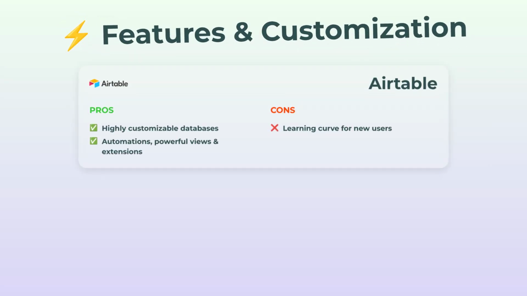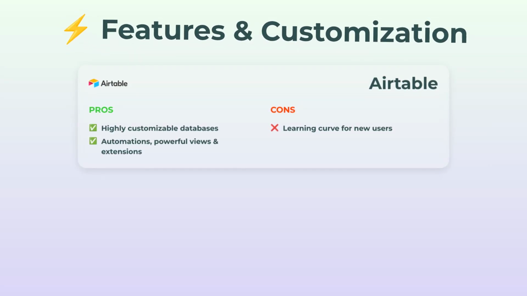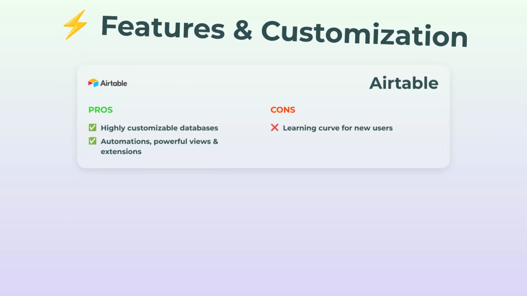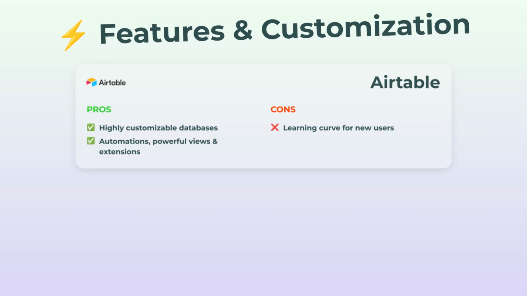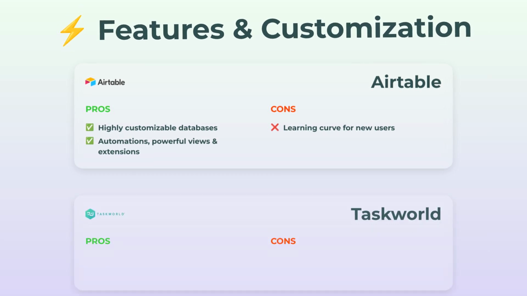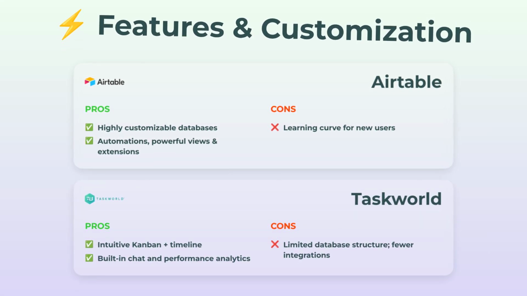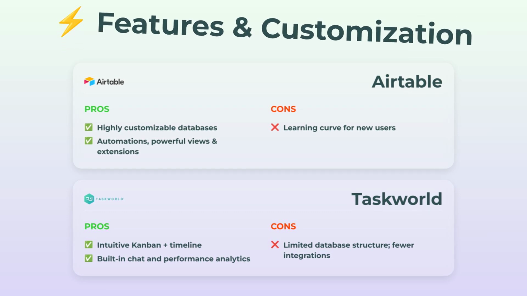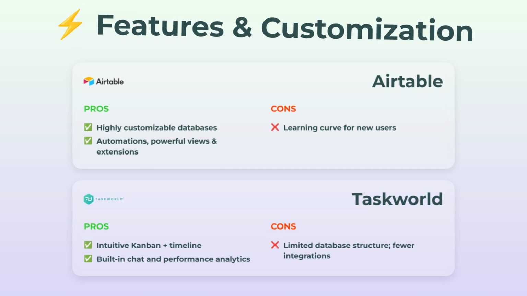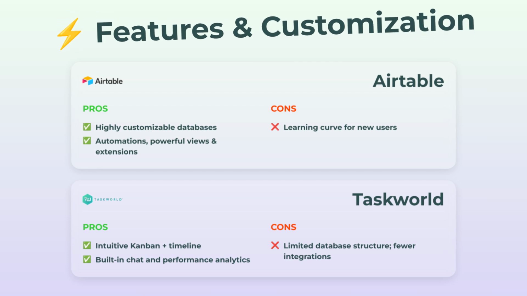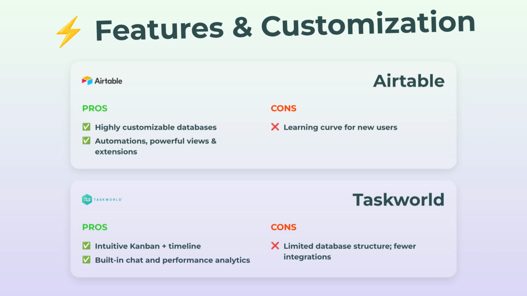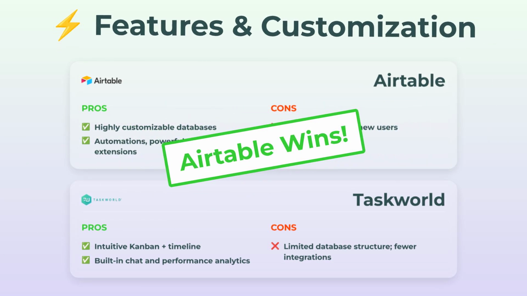Features and customization time, this is the juicy bit. Airtable is, well, almost like a Lego set for your data. You can build crazy custom databases, set up automations, and pull in all these wild extensions. But real talk, it takes a bit to figure out if you're new. Taskworld's got an intuitive Kanban board, timeline view, built-in chat, and even performance analytics, which is pretty sweet. But if you need complex databases or wild integrations, it's kinda limited. So for customization geeks and tinkerers, Airtable totally wins this one.